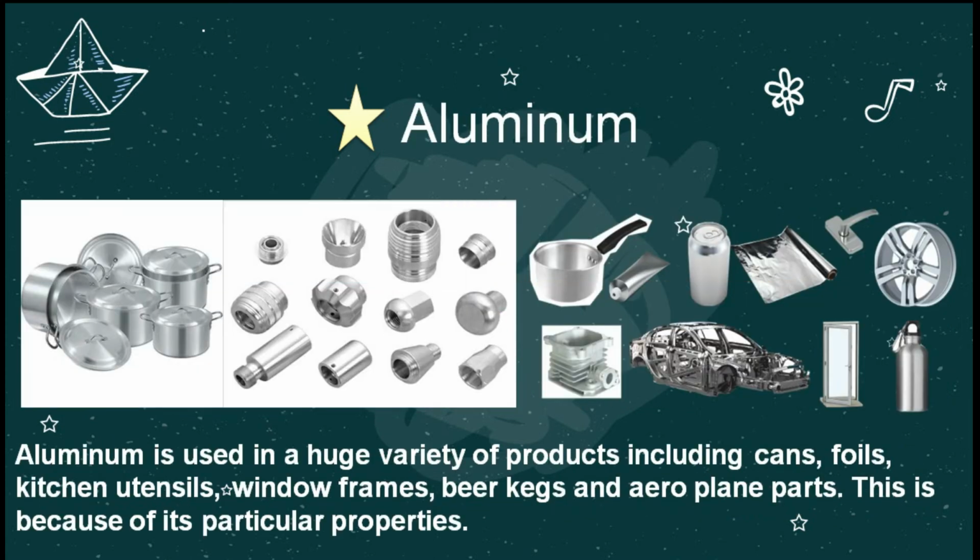Aluminium. Aluminium is used in a huge variety of products including cans, foils, kitchen utensils, window frames, beer kegs and aeroplane parts. This is because of its particular properties, as you can see in the picture. So you can find some of them in your home itself.